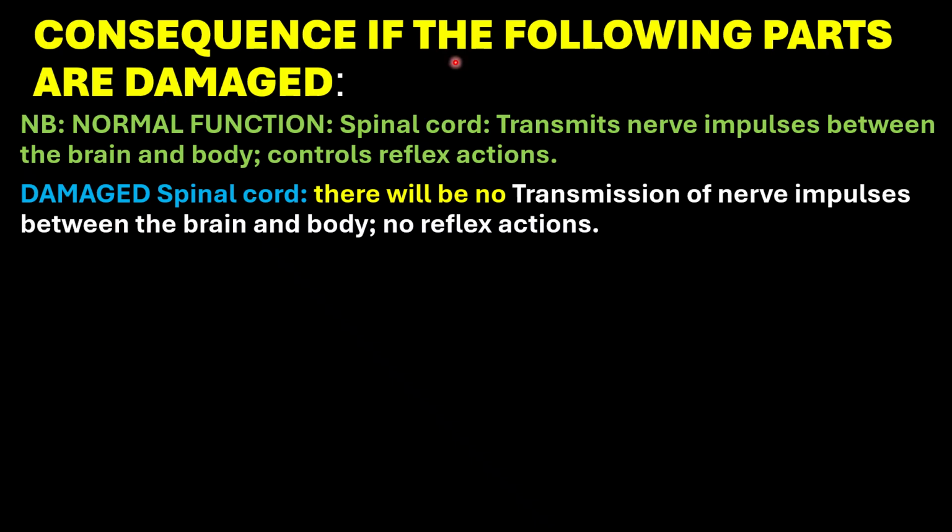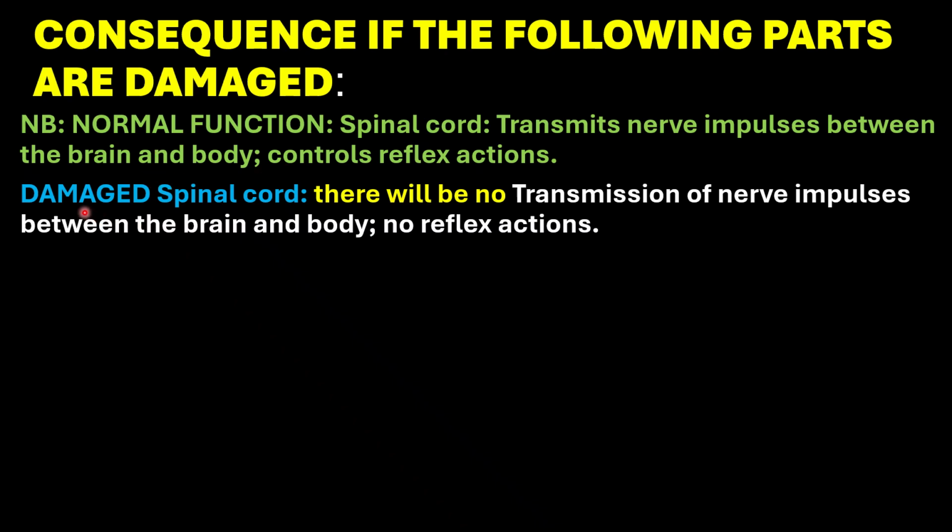So for you to be able to explain, because explaining the consequence of a damaged part carries a lot of marks, minimum 3-4 marks. So for you to really get the full marks, first of all, you have to know the normal functions of the structure. Let's say the spinal cord. What does it do? It transmits nerve impulses between the brain and the body. It also controls reflex actions.